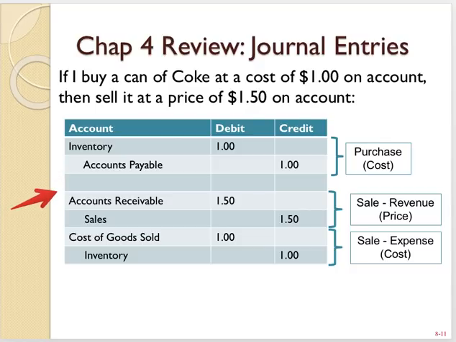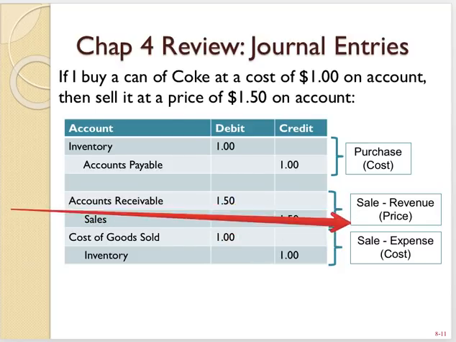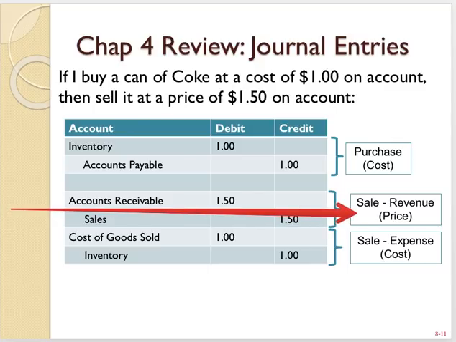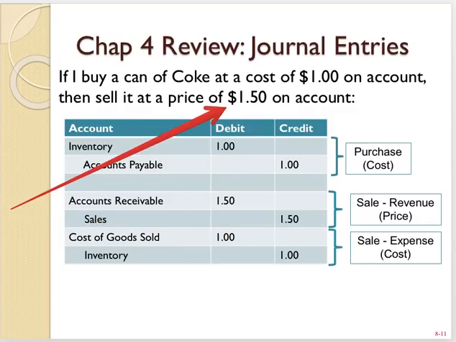Now when I go to sell it, hopefully you all remember that there are two parts to a sales entry, the revenue part and the expense part. And that's due to the matching principle that says anytime there's revenue, we have to match it with the related expense. Because this can of Coke that we sold didn't materialize out of nowhere. We had to buy it first. So we had to use something up in order to be able to sell it.